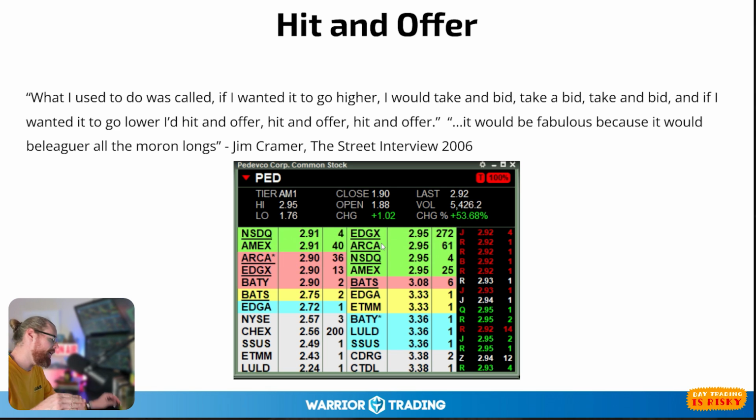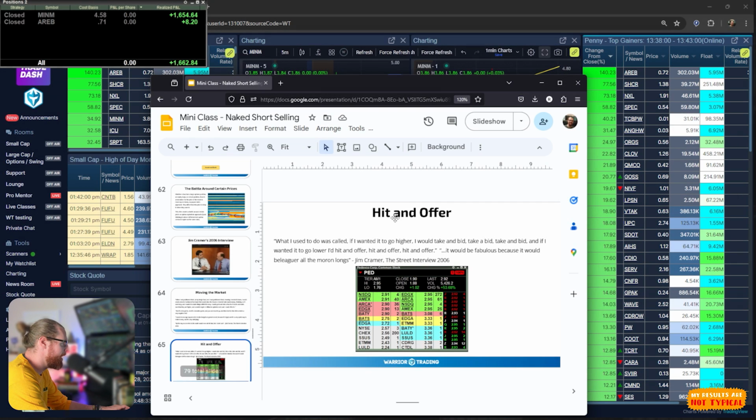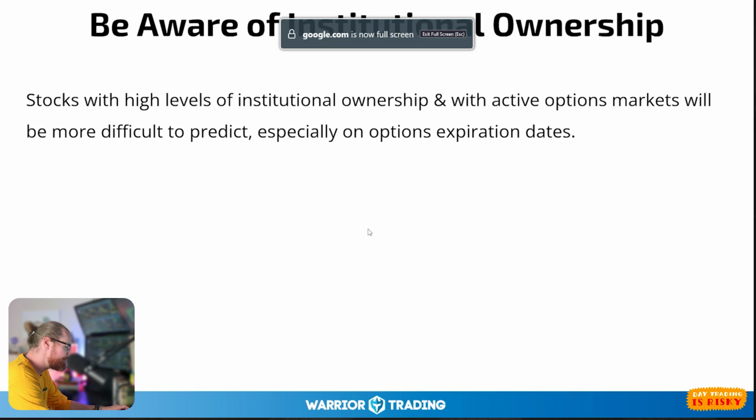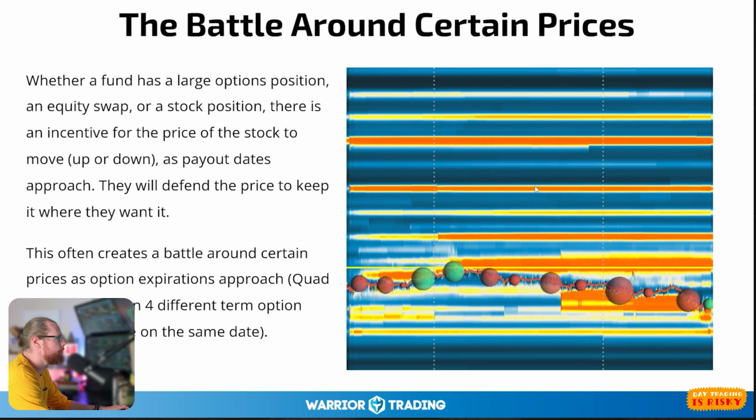And you'd keep doing that. You'd hit the bid, hit the offer, hit the bid, hit the offer. And by doing that, essentially what you're doing is walking the price down. This is what was sort of referred to during the GameStop period as short walls.